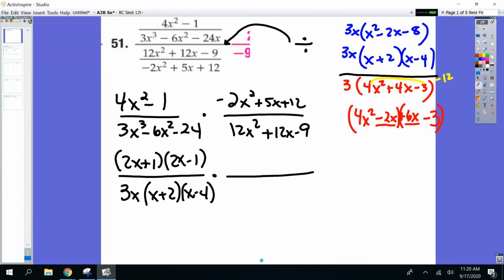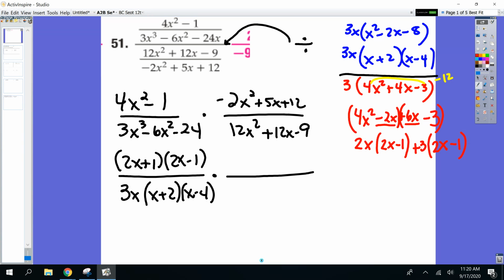All right, what are you taking out of the first one, boss? 2x. Yep. 2x minus 1. And then let's hope we get a 2x minus 1 from the next one. 3. Take out a 3. 3. And then 2x. Minus 1. Yep.